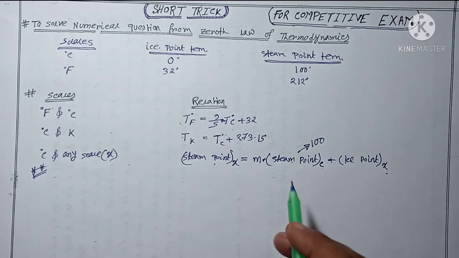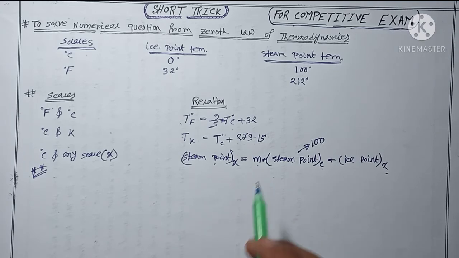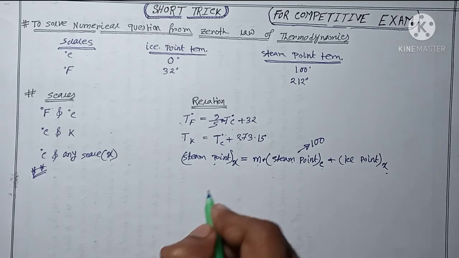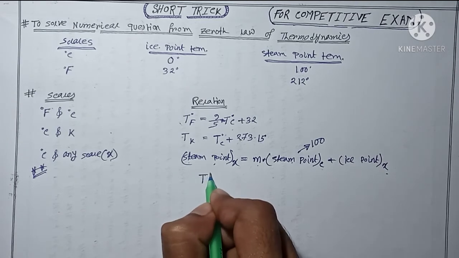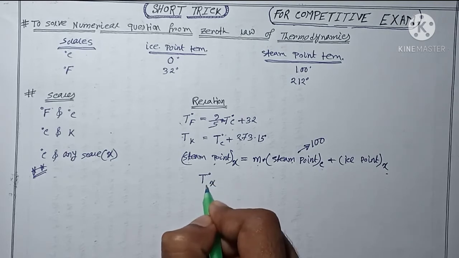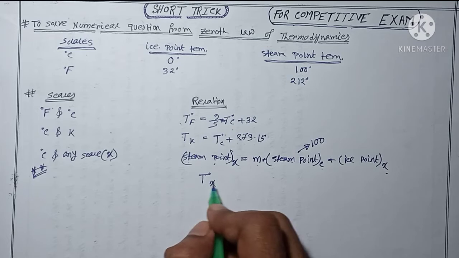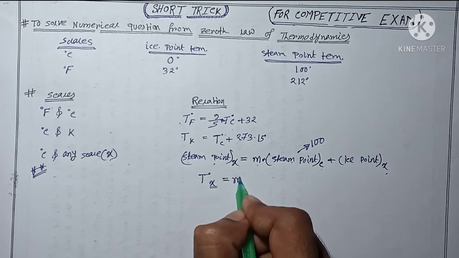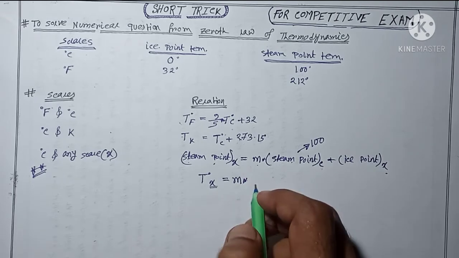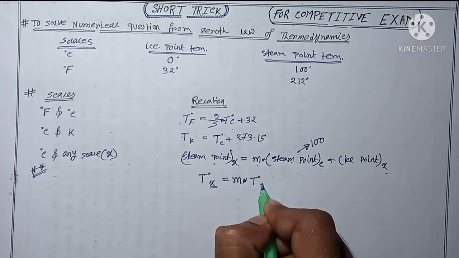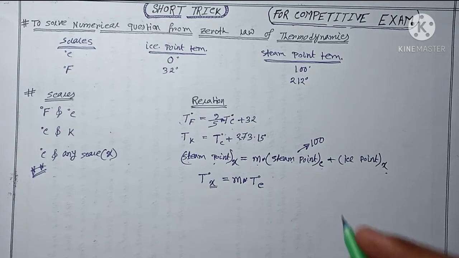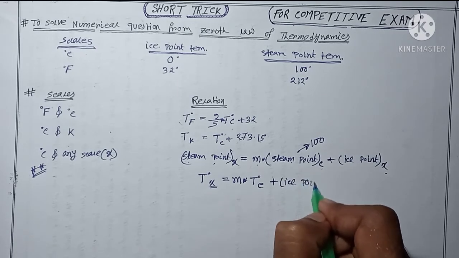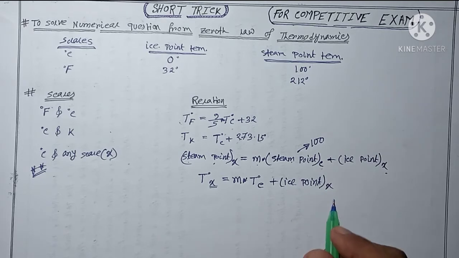Are you getting my point? After finding the value of m, simply replace the steam point temperature by any temperature. Suppose I assume that T degree X is any temperature in scale X. Then T degree X is equal to m, which is known to me, times any temperature in Celsius scale, plus the ice point temperature in X scale.